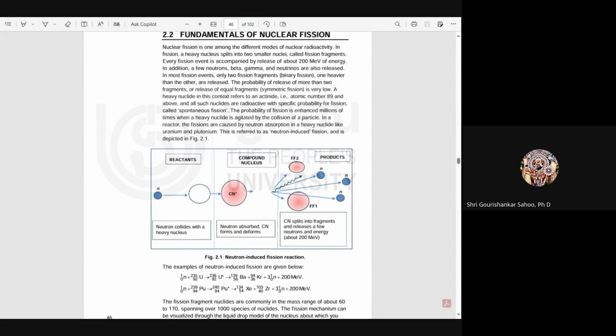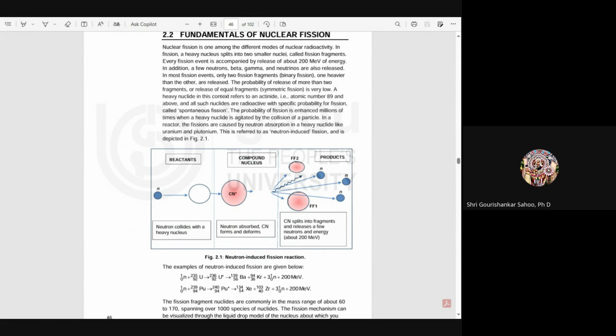A heavy nucleus in this context refers to an actinide having atomic number 89 or more, and all such nuclei are radioactive with a specific probability for fission. This is called spontaneous fission. The probability of fission is enhanced millions of times when a heavy nuclide is agitated by the collision of a particle. In a reactor, the fissions are caused by neutron absorption in a heavy nuclide like uranium and plutonium, and this is referred to as neutron-induced fission.